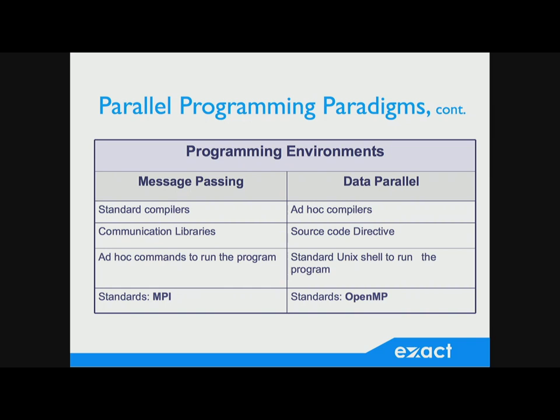Data parallel or OpenMP or shared memory is different. We need an ad hoc compiler, because yesterday when we compiled the code, we saw that we always add an additional flag: -fopenmp, or -qopenmp in the case of Intel. So the compiler should understand from the beginning that you have some directives and some pragmas that want to make your program parallel by means of shared memory. Once you have done this, you are done. The program can be run the same way you run a serial program.